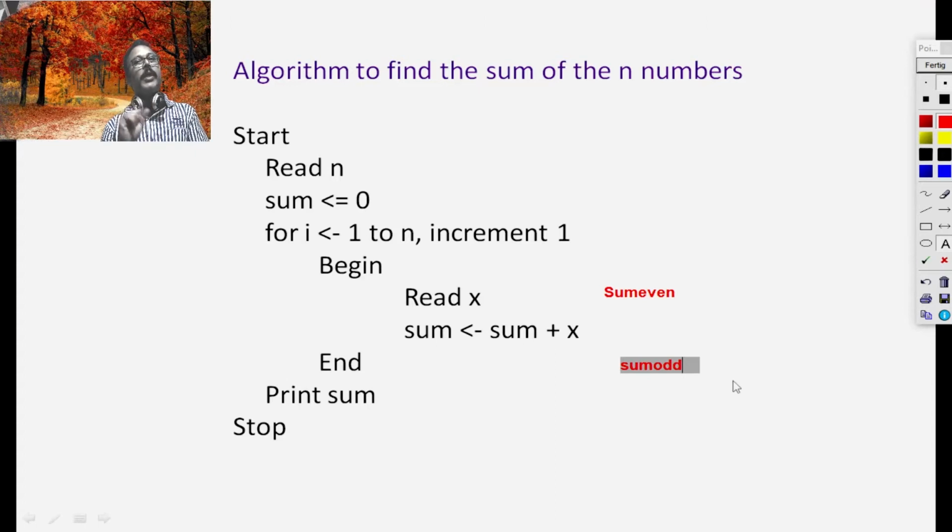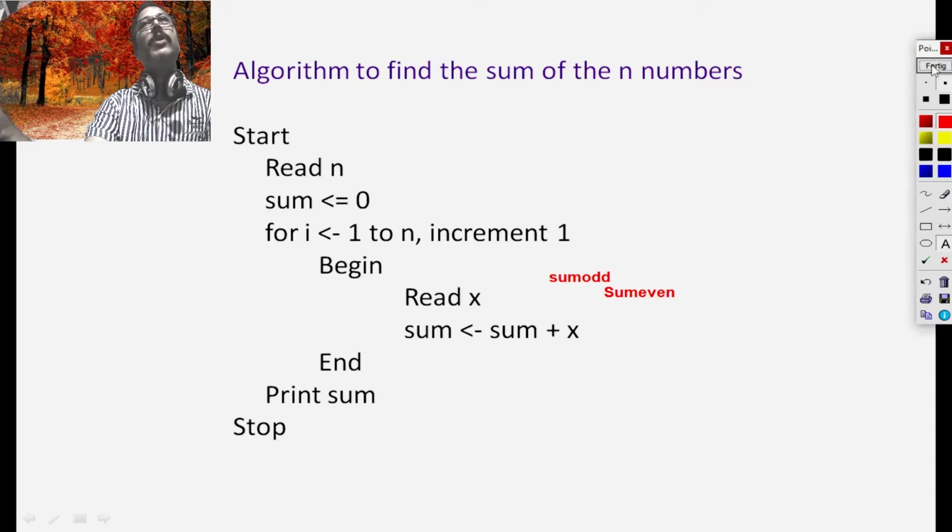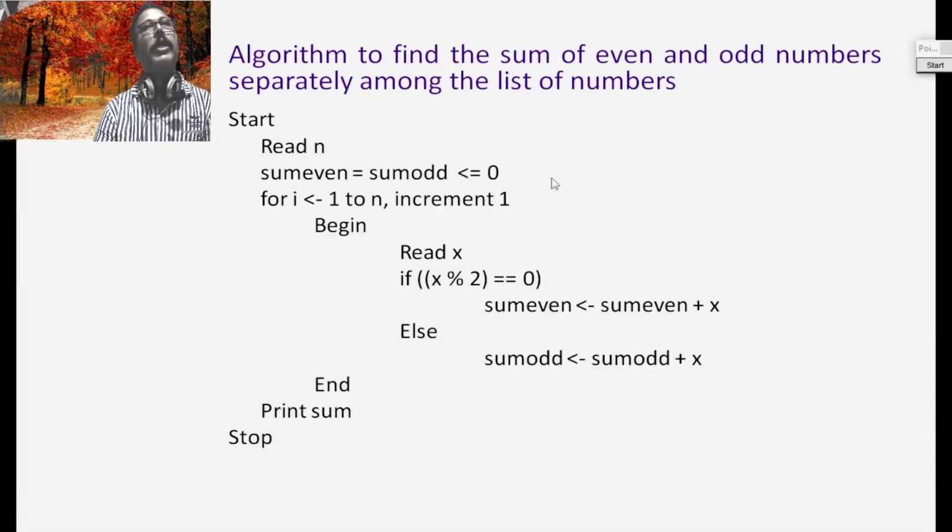The other thing: how do you know whether this number is even or odd? An even number is one which when divided by 2 gives the remainder 0. So you have to find the remainder. If the remainder is 0, it is an even number, so add it to sum even. Otherwise, add it to sum odd. That's what we are doing here. You can check it out now.